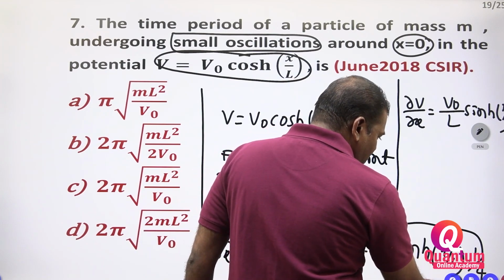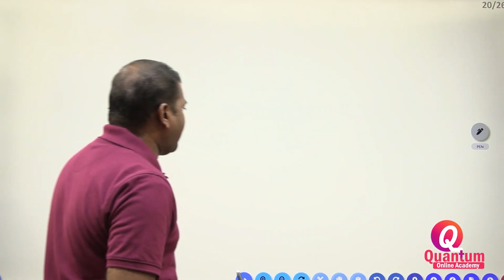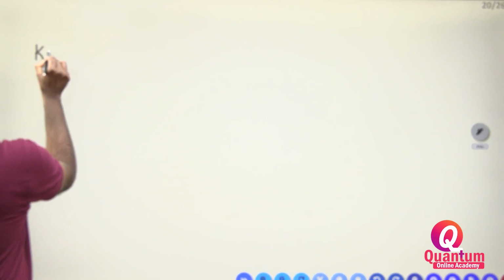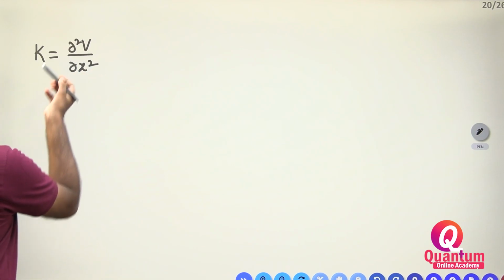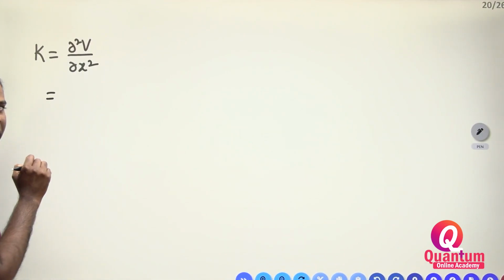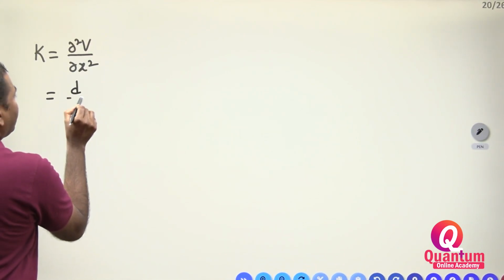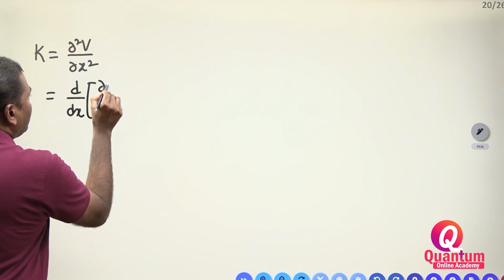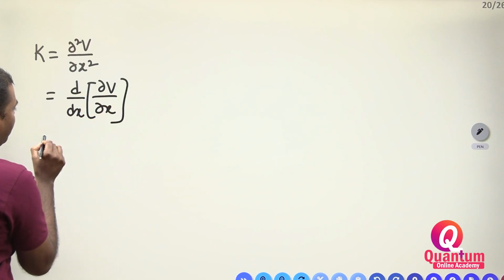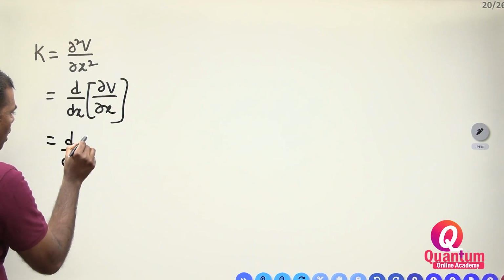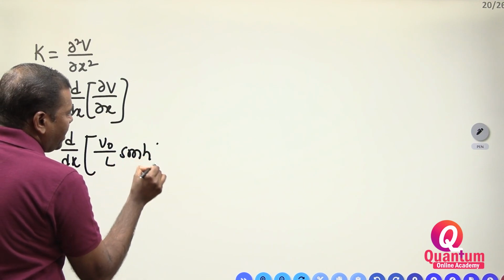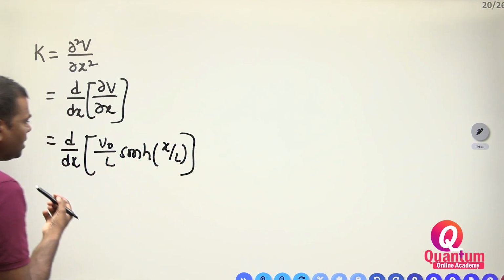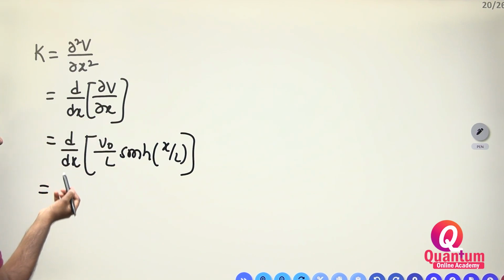But we know one thing, the propagation constant k is equal to ∂²V/∂x², that is d by dx of ∂V/∂x. Already we found d by dx of ∂V/∂x is equal to V naught by L sin h x by L, right? Now you have to differentiate again.